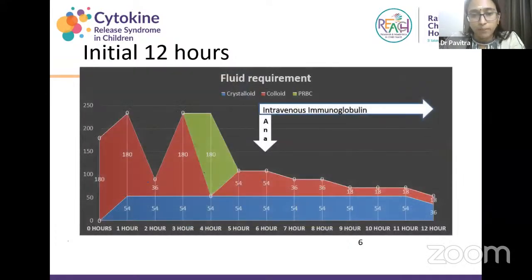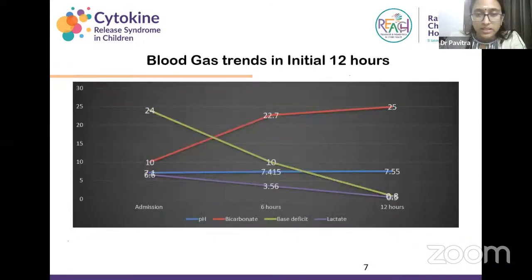As far as fluid requirement, in the initial 4 hours he had received nearly four 10 ml per kilo boluses of colloids and packed RBC. The red part is our colloid requirement and the blue is our crystalloids. Even after four 10 ml per kilo boluses, he continued to require nearly twice the maintenance fluid expected for his age and weight. At 6 hours post initiation of anakinra and intravenous immunoglobulin, the next few hours showed a continuously decreasing fluid requirement, as assessed by our clinical status, point of care ultrasound and our hemogram trends.